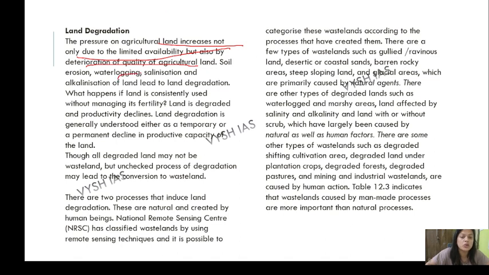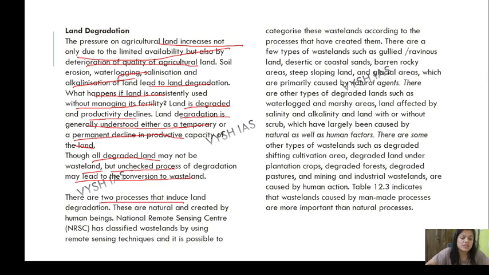Soil erosion, waterlogging, salinization, alkalization of land lead to land degradation. So remember these words: soil erosion, waterlogging, salinization, alkalinization. What happens if land is consistently used without managing its fertility? It will get destroyed. So that is land degradation. Land is degraded and productivity declines. Land degradation is generally understood either as a temporary or a permanent decline in the productivity capacity of the land. Though all degraded land may not be wasteland, unchecked degradation will lead to conversion into wasteland.